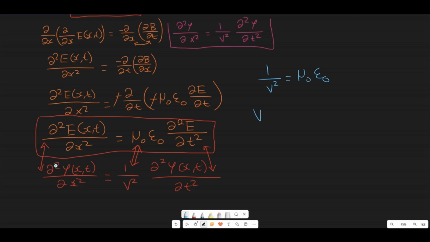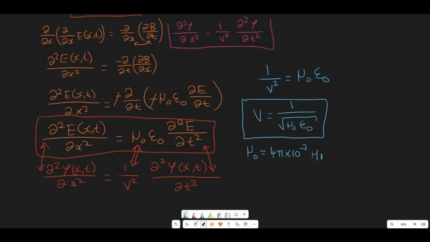So solving for v, we get v equals 1 over the square root of mu naught epsilon naught. That is the velocity at which this wave is propagating through space. And we know that mu naught is the permeability of free space with a value of 4 pi times 10 to the minus 7 henry per meter, and epsilon naught is the permittivity of free space, which is 8.85 times 10 to the minus 12 farads per meter.